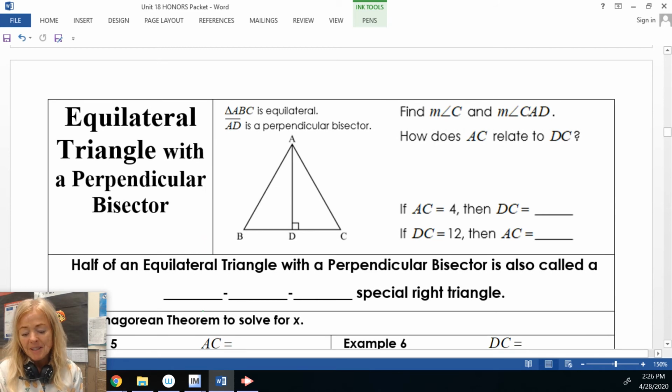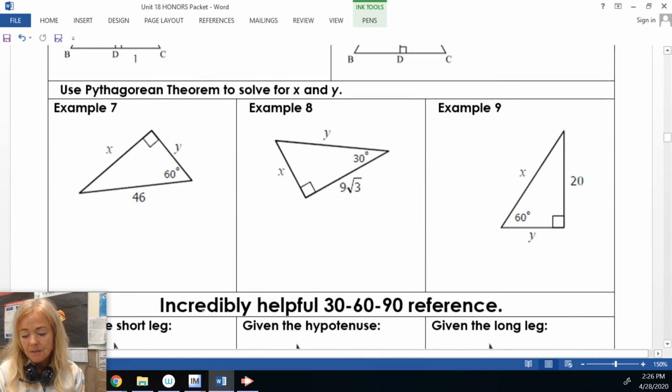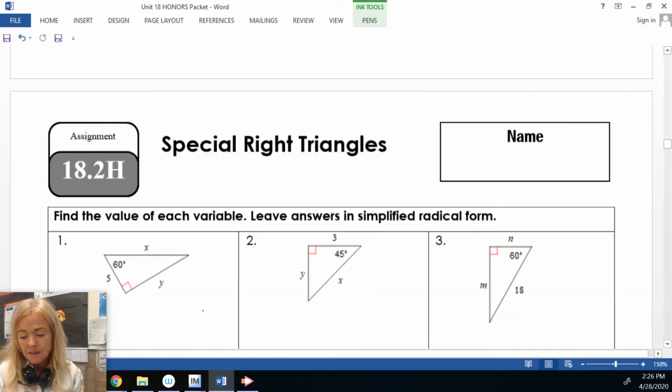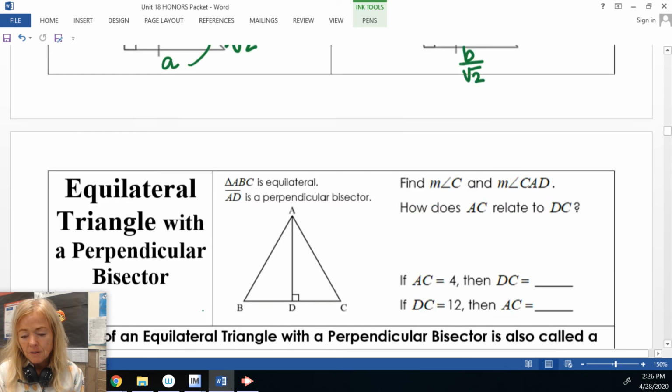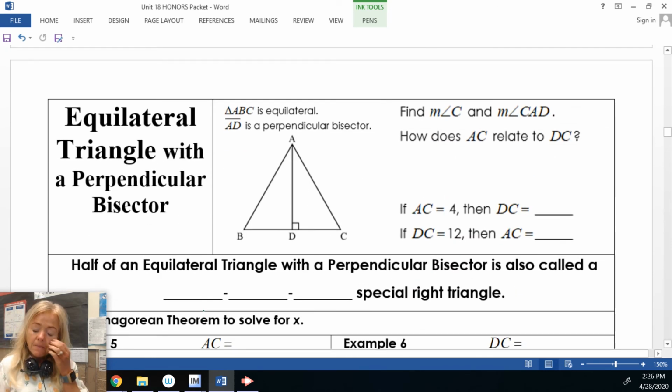So that's going to be the case. I wanted to see, did we have any other examples for 45, 45, 90s to do? I'll just go right into a 30, 60, 90. Okay, so that's fine. We'll deal with that in a minute.